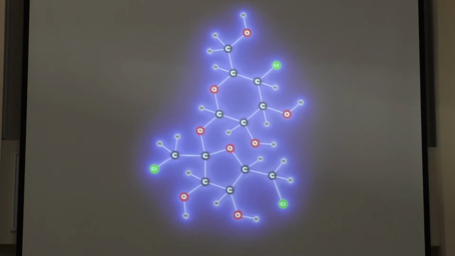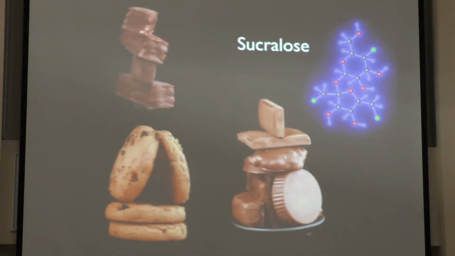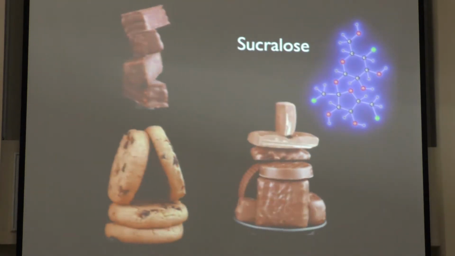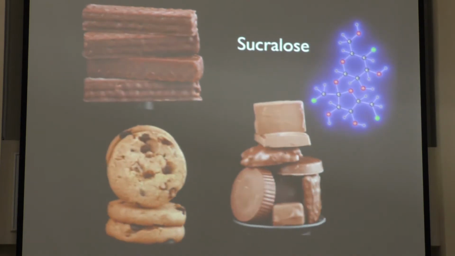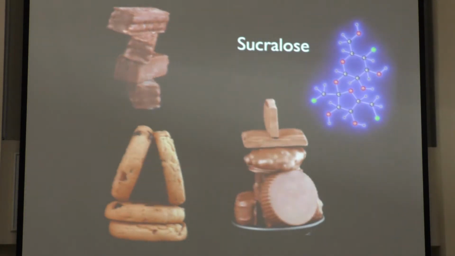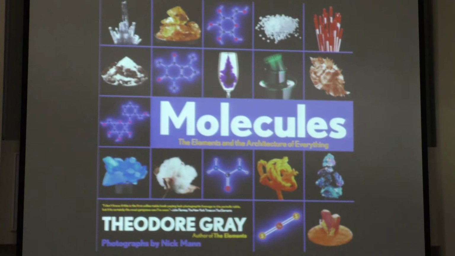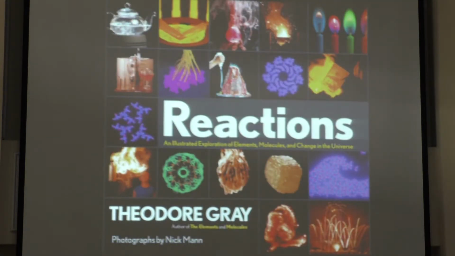Some of them taste really good. This is actually an extremely good tasting molecule. It's called sucralose, and it's a sugar substitute that's used in many kinds of sugar-free chocolates that I'm fond of. It's interesting that the properties of the elements are completely unrelated to the properties of the molecules that you can make out of them. That's interesting, so I ended up writing another book. After I wrote the elements book, I wrote another book, which is now also available in Russian, Molecules, which then led me to writing another book called Reactions, which unfortunately is not yet available in Russian, but it's out in English last year.